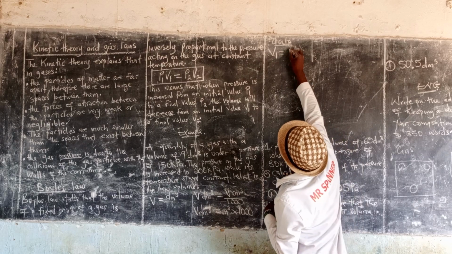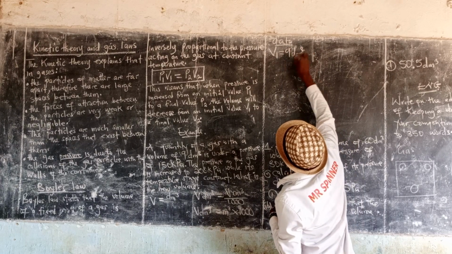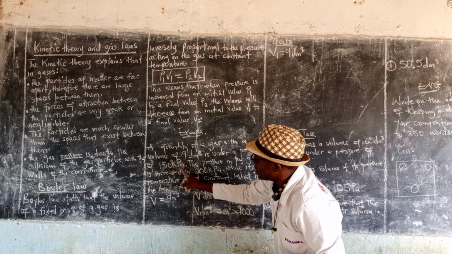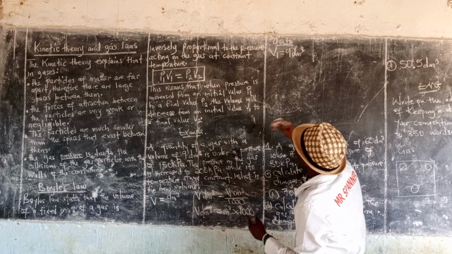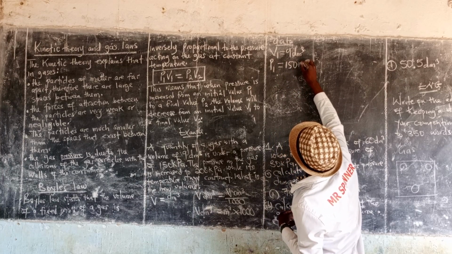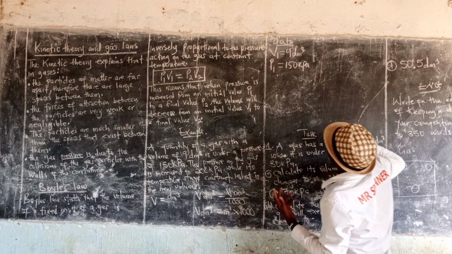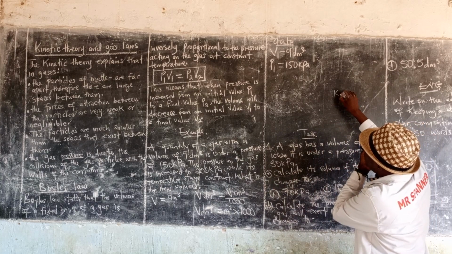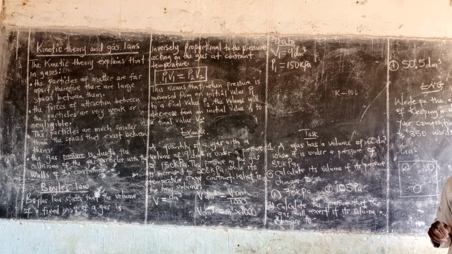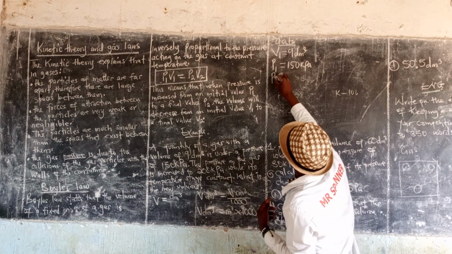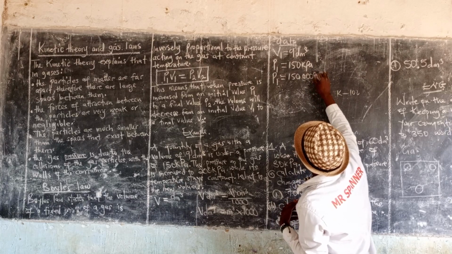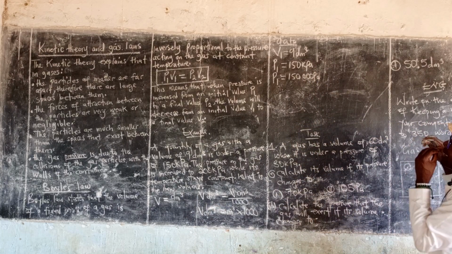So V1 is what? 9 decimeter cubed, under a pressure of what? 150 kilopascals. K is what? 1000. So the first pressure, what was it? 150 what? Kilopascals. Kilo means what? 1000. Like if I've got 1K, it means I've got 1000. So in short, pressure number 1 we can write as 150 times 1000 pascals.